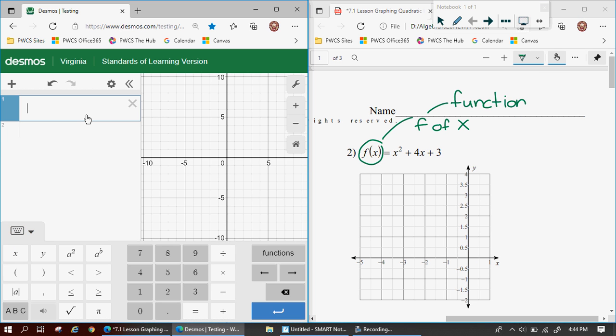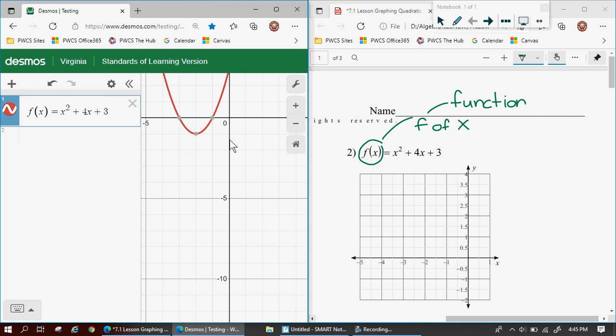Again, I can just type in f(x) with my equal sign, and I can type in x squared, use this for the squared, plus 4x plus 3. Notice how this one curves the other way because I have a positive number in front of my x squared now. We'll talk more about that as we get into this. I'm going to zoom in because that's how our graph is over here on the right.